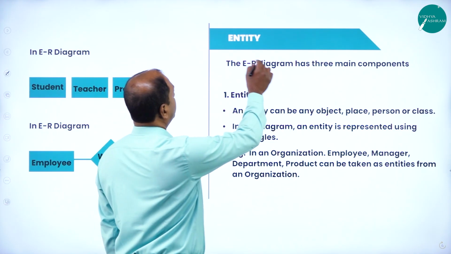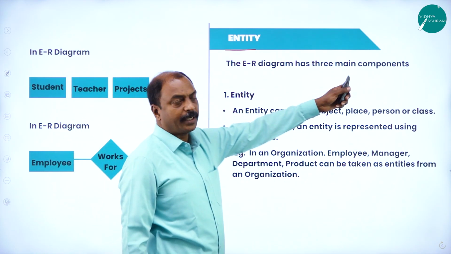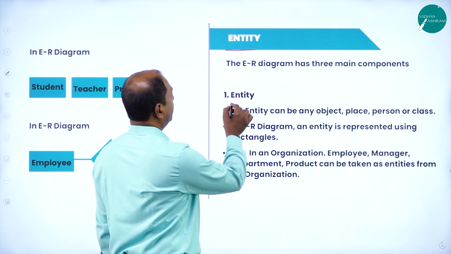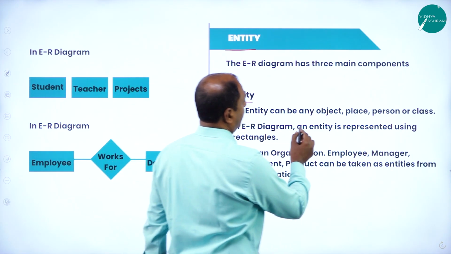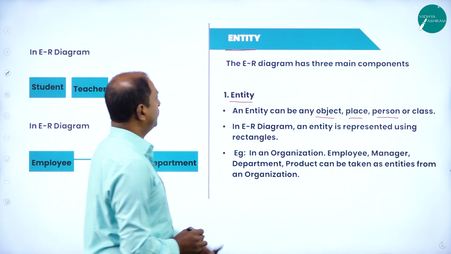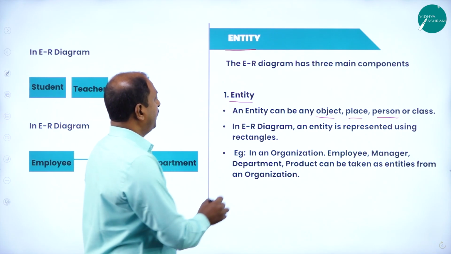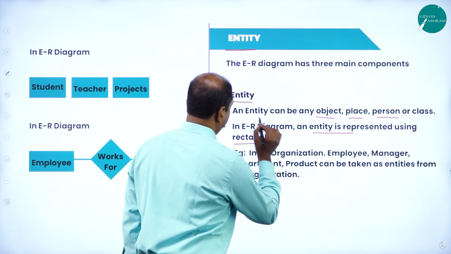Now, the first definition is what is entity. The ER diagram has three main components. The first one is entity. So what is entity? Entity can be any object, place, person or class. So this is the definition of entity, and in ER diagram entity is represented using a rectangle.